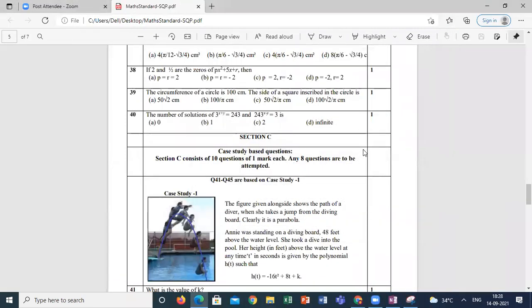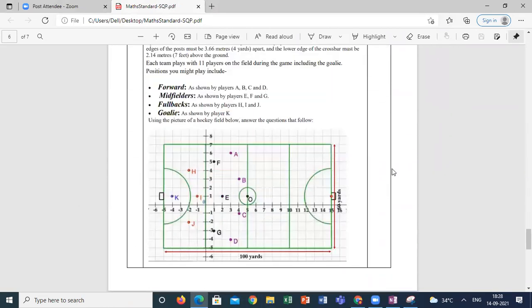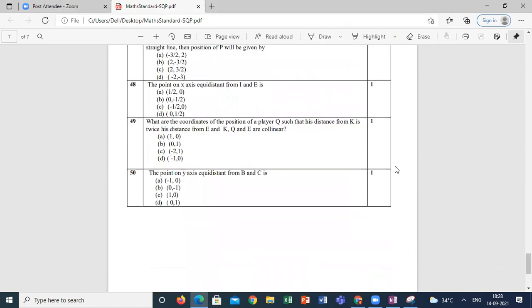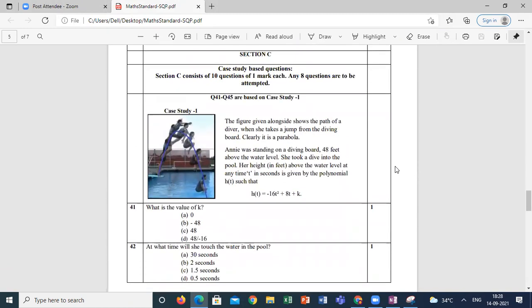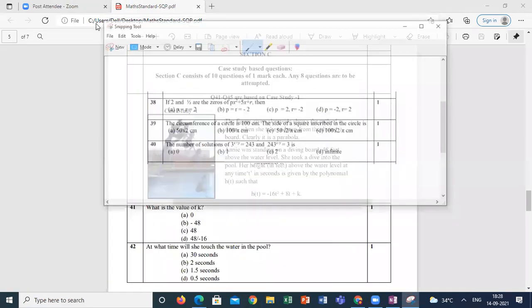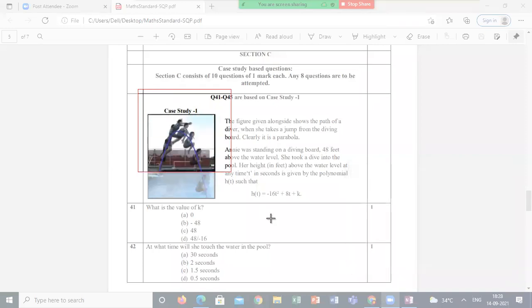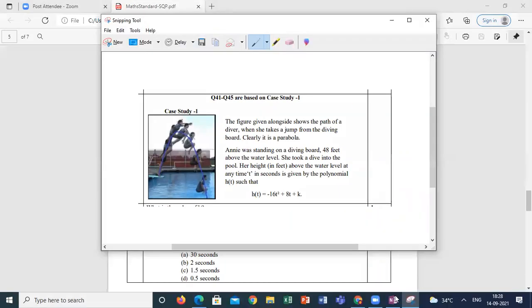Moving to question number 41. It's a case study based question. They gave one diagram. They're asking around two case studies based on case study 2. You have to do both the case studies. So I'm going to draw, sorry, copy this diagram, then it will be easy to understand. You can mark any 8 questions out of these 10 questions. So some internal choice is included here.